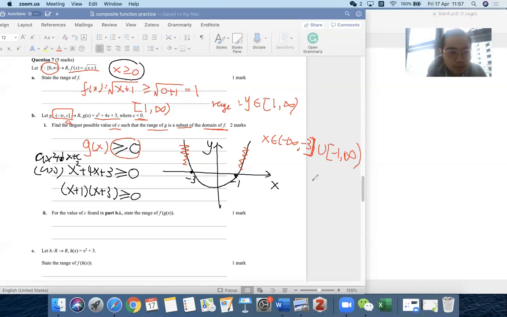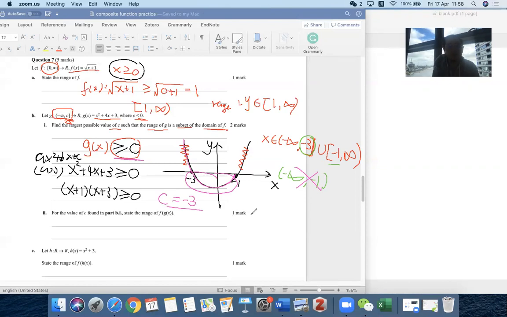And let's look at our g(x) domain, which can only be -infinity to c. Okay, so in this case, it only can be -3. Why? If I take -1 as well, it's -infinity to -1, so my graph is going to look like this. I still have this part below 0, but I want it greater than or equal to 0. That's why it's invalid. So my c can only be -3.